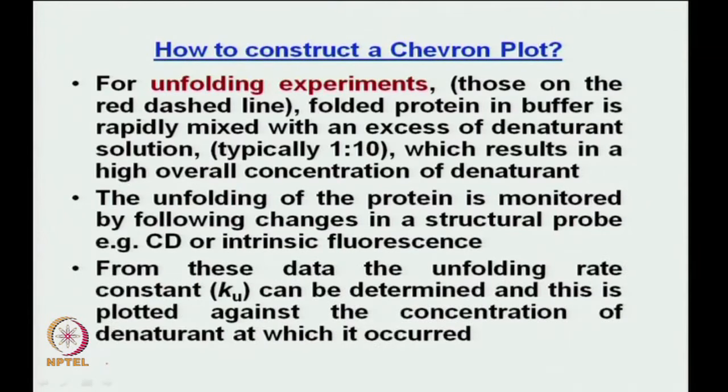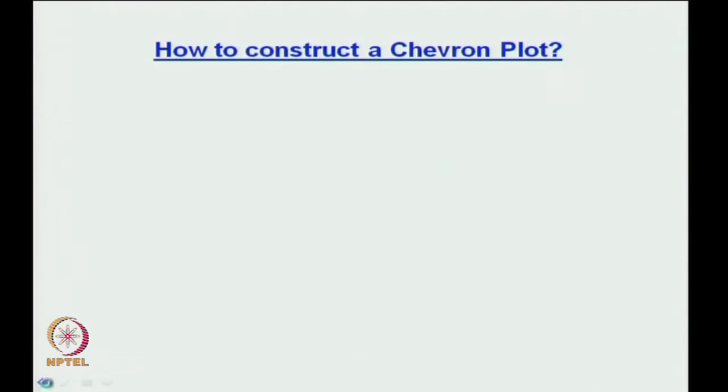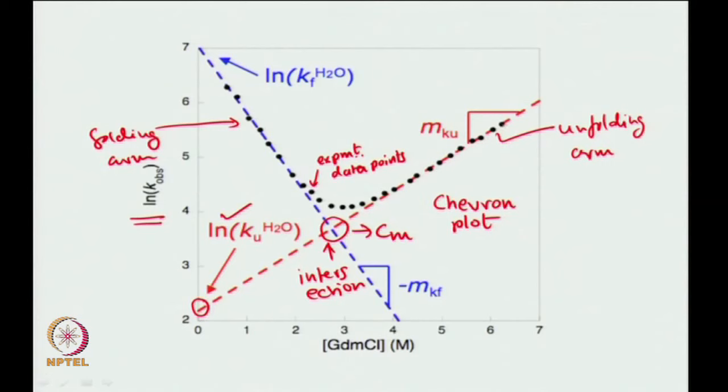So, from these data, the unfolding k u can be determined, and this is plotted against the concentration of denaturant at which it occurred, right. So, this concentration of denaturant is a final denaturant concentration. So, now you can realize how do you get so many data points. Remember all those data points here? Remember all these black data points you can see, right?